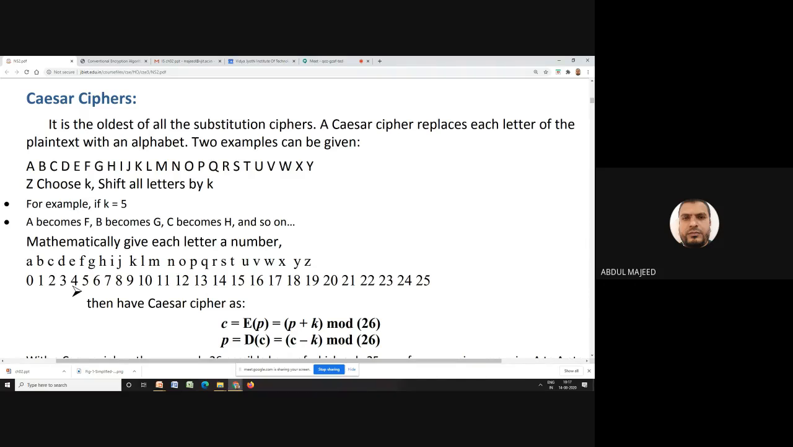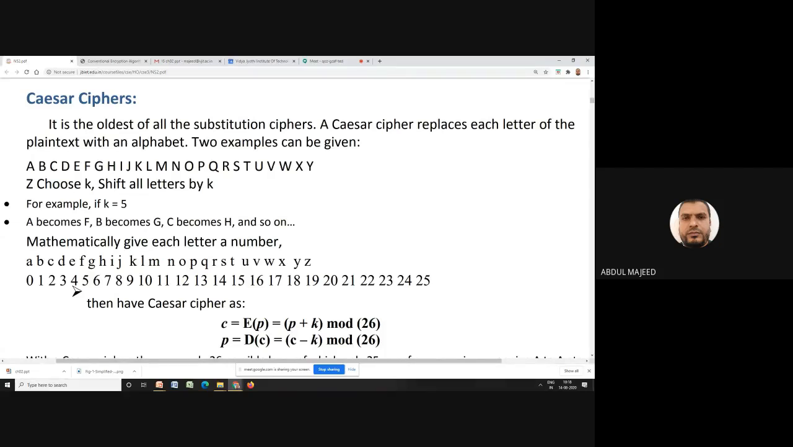By using that, wherever A is there it should get replaced by F. Whenever B is there it should get replaced by G. Whenever there is a C it should get replaced by H. Whenever there is a D it should get replaced by I. For this we can write a simple C program, or a simple Python program also. You can write and practice that.